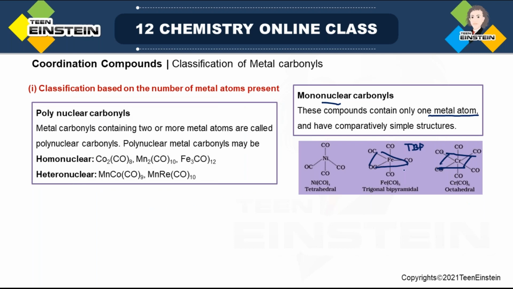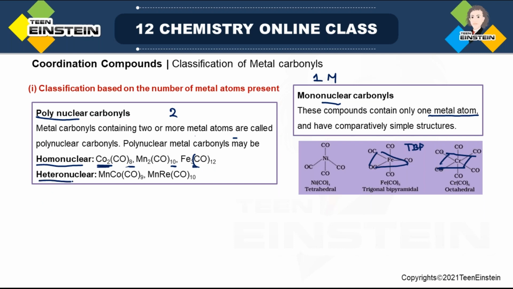And comparatively not so simple, polynuclear: metal carbonyls where 2 or more metal atoms are present. Mono means just one metal, but if it is more than one metal, suppose 2, 3 or 4, they are now called polynuclear carbonyl. Some examples here: 2 metals, but the category is homonuclear, that means all the metals are the same. So Co2(CO)8, Mn2(CO)10, Fe3(CO)12.